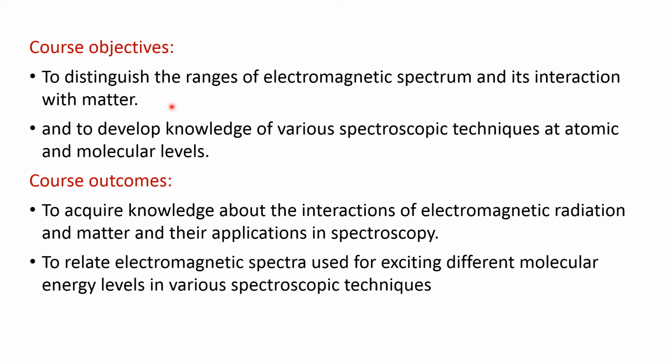The objective of the present course is to distinguish the range of electromagnetic spectrum and its interaction with matter, and also to develop a knowledge of various spectroscopic techniques at atomic and molecular levels. After learning the course, the outcomes were: you will acquire knowledge about the interactions of electromagnetic radiation and matter and their applications in spectroscopy, and you will be able to relate electromagnetic spectra used for exciting different molecular energy levels in various spectroscopic techniques.